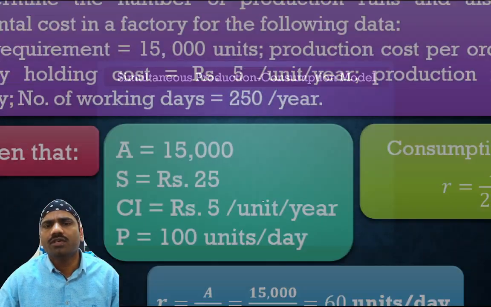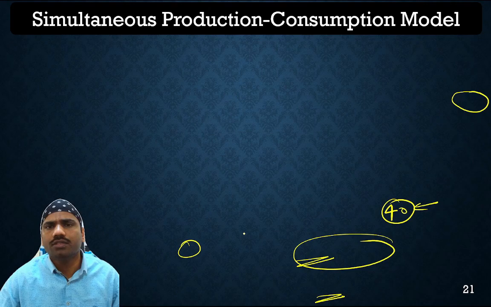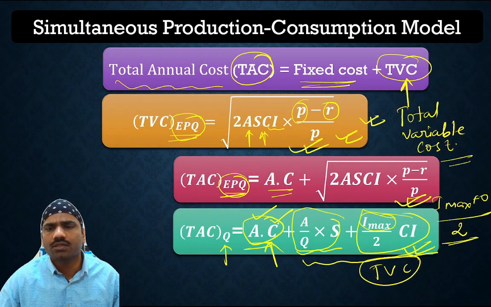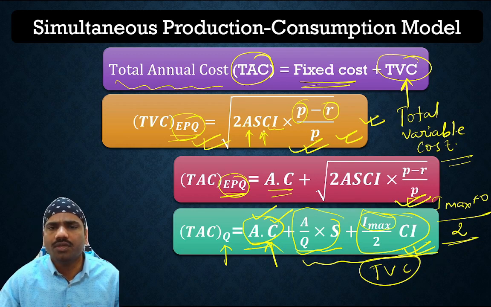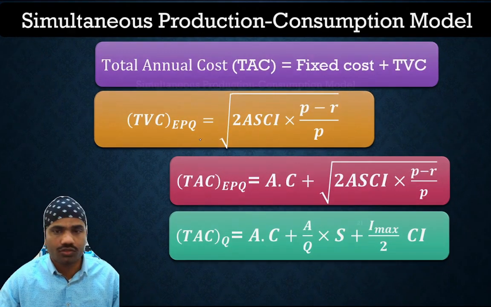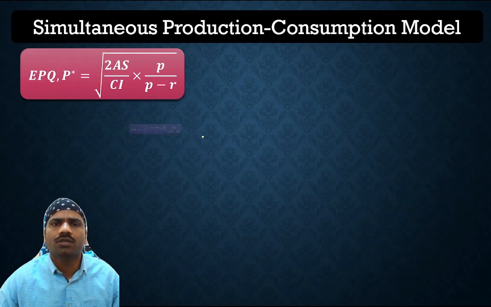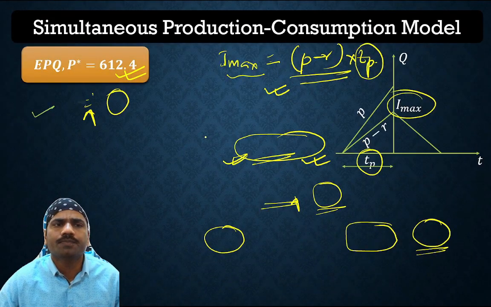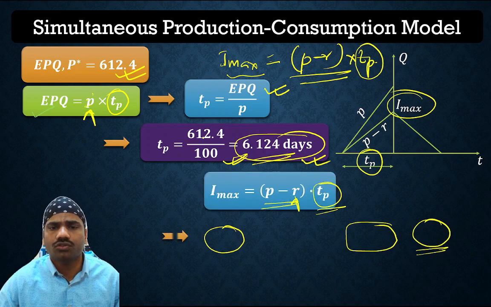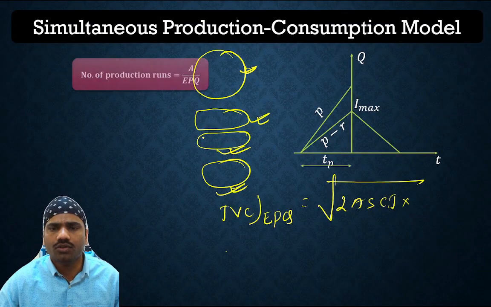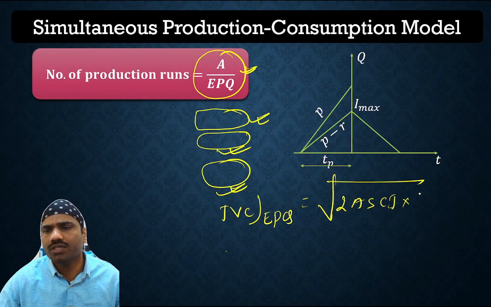So with this formula we can find the EPQ. The formula is 2AS/CI into (P minus R)/P. So we can find the total incremental cost, or we can say total variable cost, by making use of this particular formula. That will be the square root of 2AS CI into (P minus R)/P.